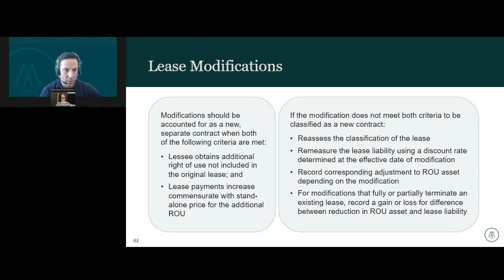A modification that would result in a new contract is when you have an additional right of use asset and the lease payments increase commensurate with the standalone price for the additional right of use asset. If those two aren't met, then it's a modification and you have to reassess the classification, remeasure the lease liability, and adjust the right of use asset and lease liability. And if you have a modification that fully or partially terminates an existing lease, you have a gain or loss from the difference between the right of use asset and lease liability.